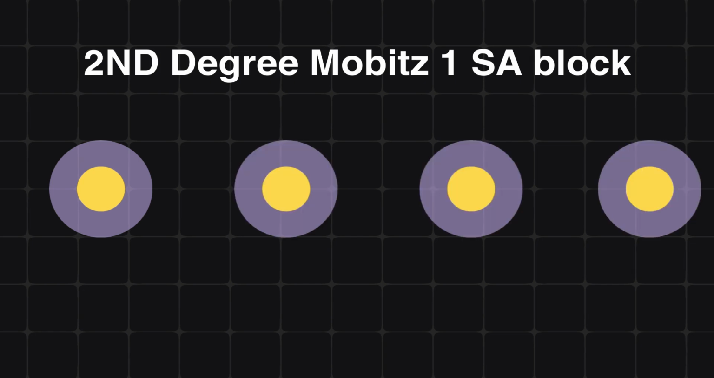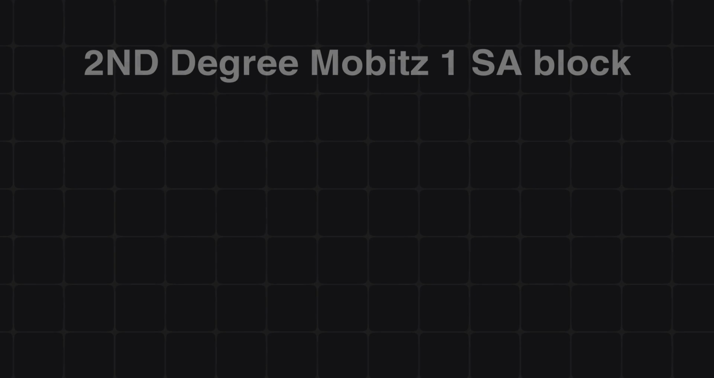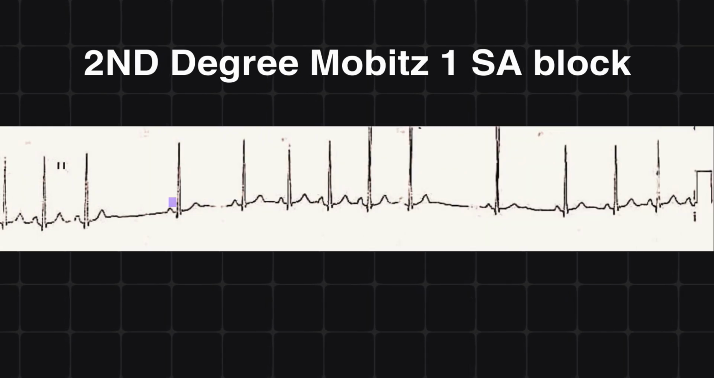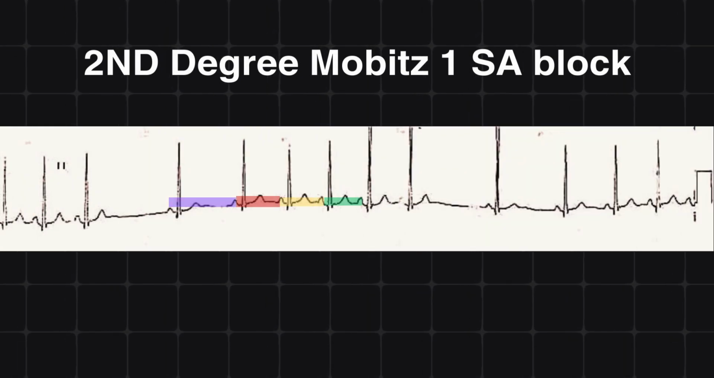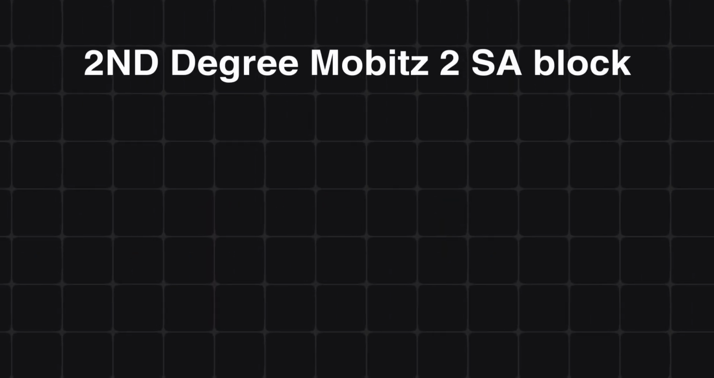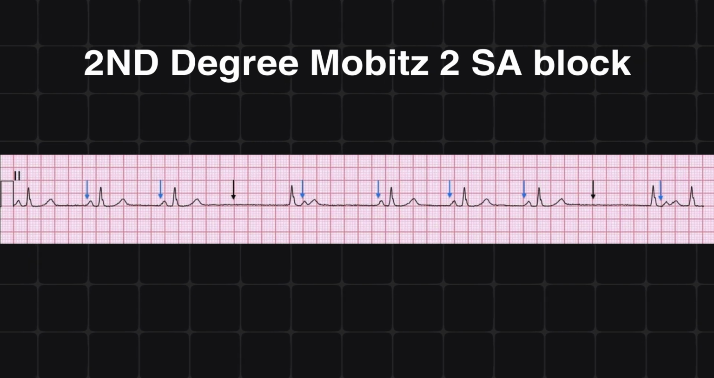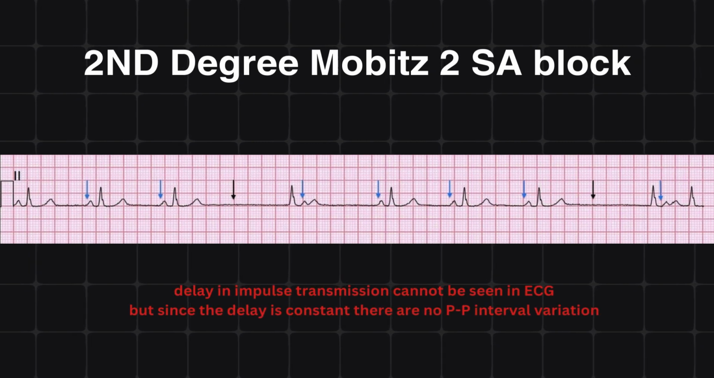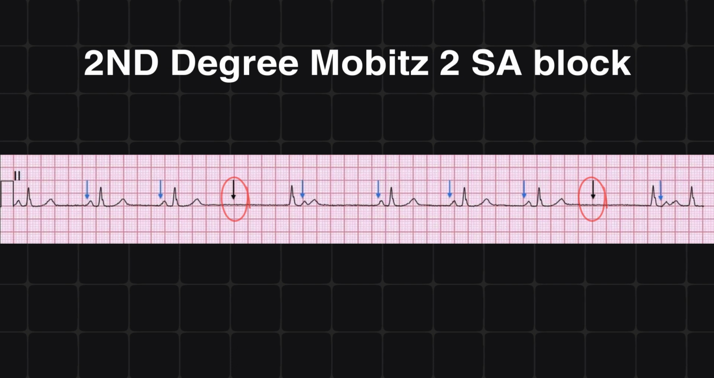That is, the impulse generated in the P cells will get more and more delayed to reach the atria. This progressive delay will end in a missed beat. This phenomenon is called Wenckebach phenomenon. In an ECG, this will be characterized by progressive shortening of the P to P interval, followed by a missed beat. Whereas in second degree SA nodal type 2 blocks, the impulse transmission is delayed at a constant level, but some impulses are not conducted, resulting in missed beats. Here the P to P interval will be constant and there will be missed beats.